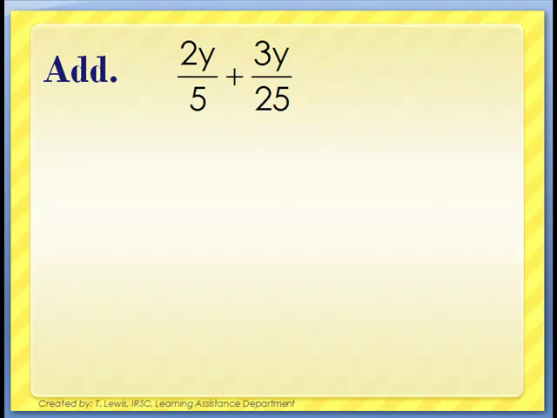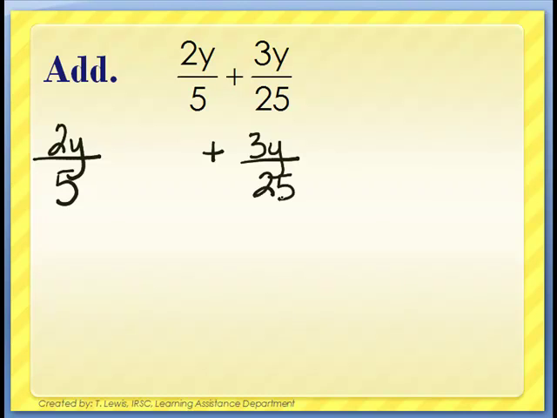Let's add 2y over 5 plus 3y over 25. Denominators are not the same, so we want to find the LCD. And the least common denominator for 5 and 25 is 25. And we're going to convert the first fraction only because it's not in 25ths. So let's convert 2y over 5.